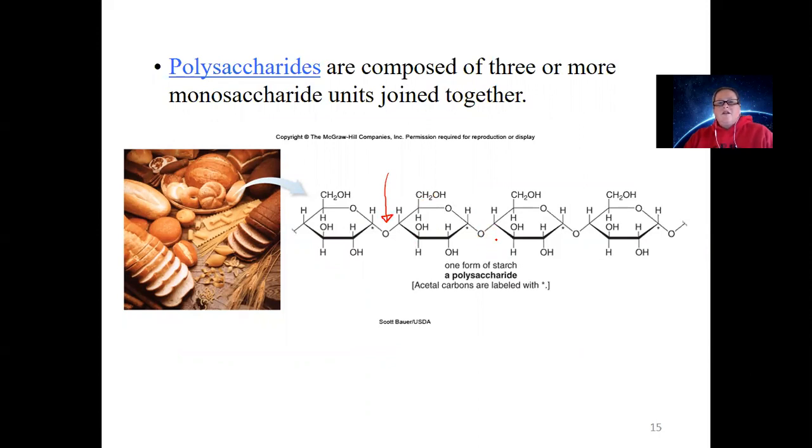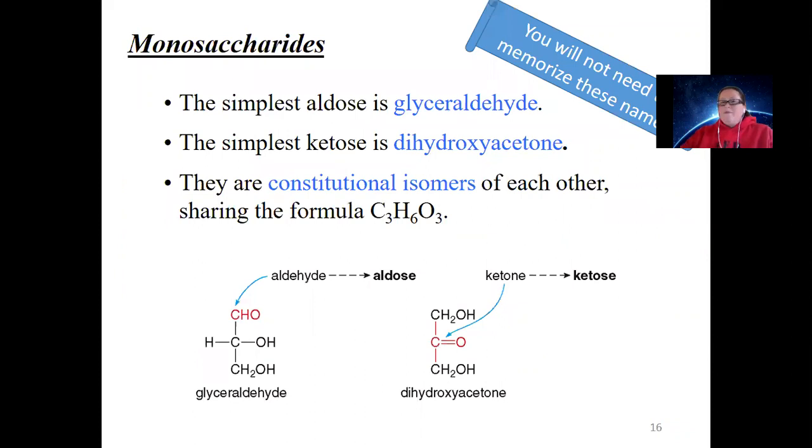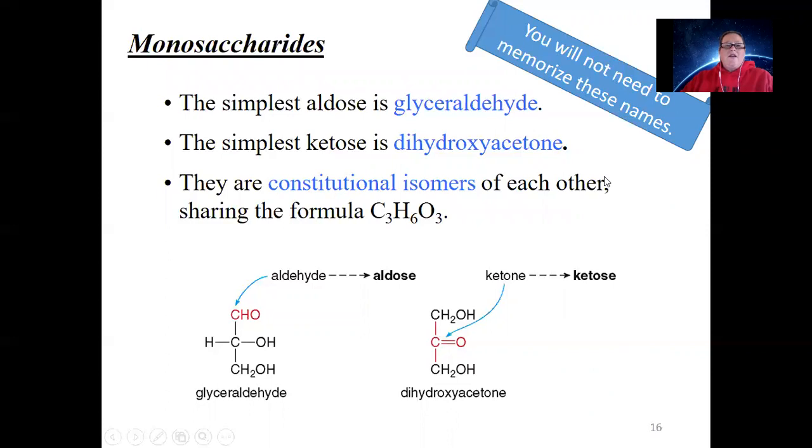Sometimes these are typically glucose units. Sometimes you can have a glucose called alpha glucose, and sometimes you can have beta glucose, which is a conversation for a later time. I like to introduce that terminology from time to time so that when we hear it again, it won't be the first time that you have heard it. So specifically talking about monosaccharides today.